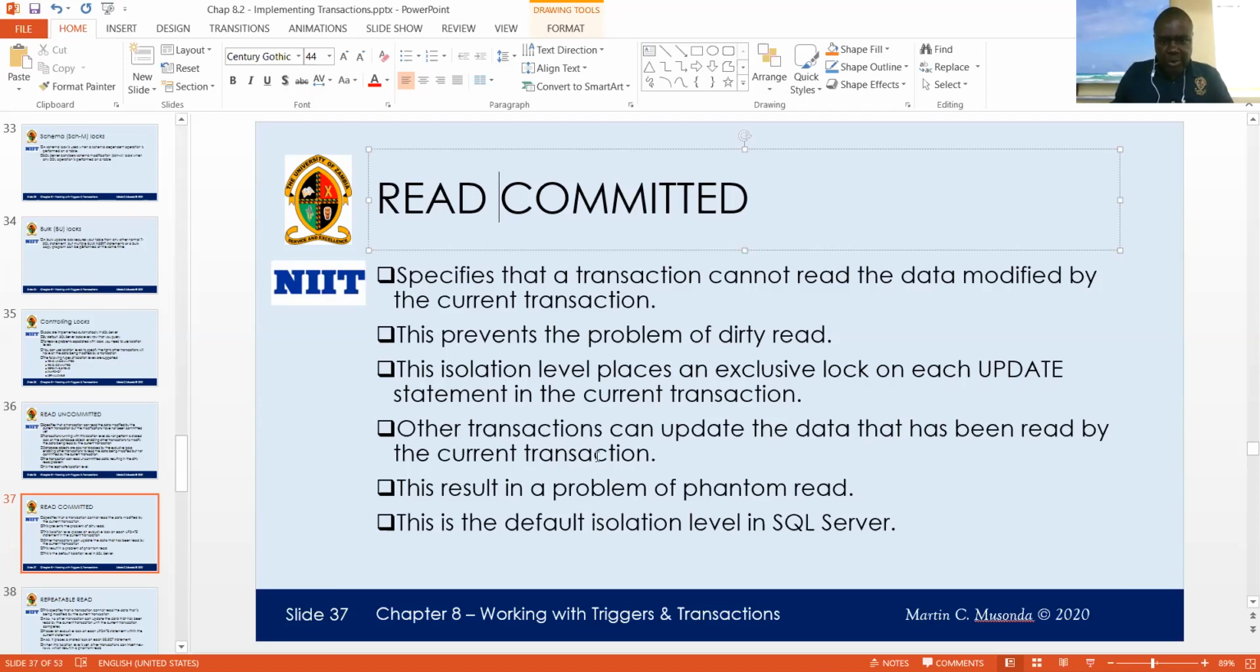This results in a problem of phantom read. So, because data has been read, maybe it's a delete statement. Once it is read, before the delete is committed, another transaction can read that data. But once the first transaction has committed, that data is going to be deleted. So when the second transaction tries to read again, it will not find the data. Okay.